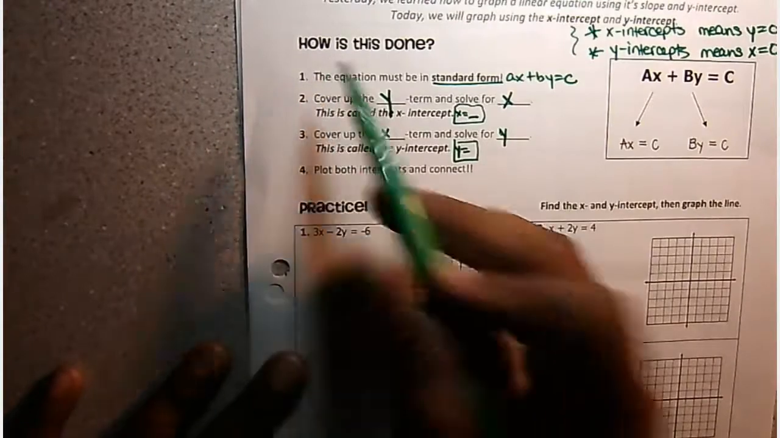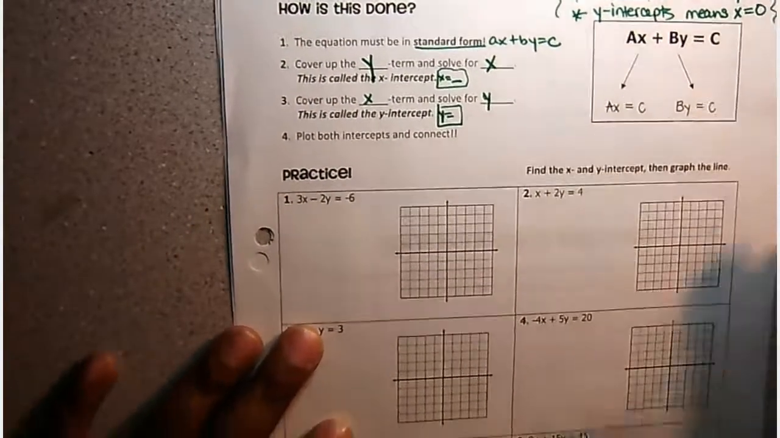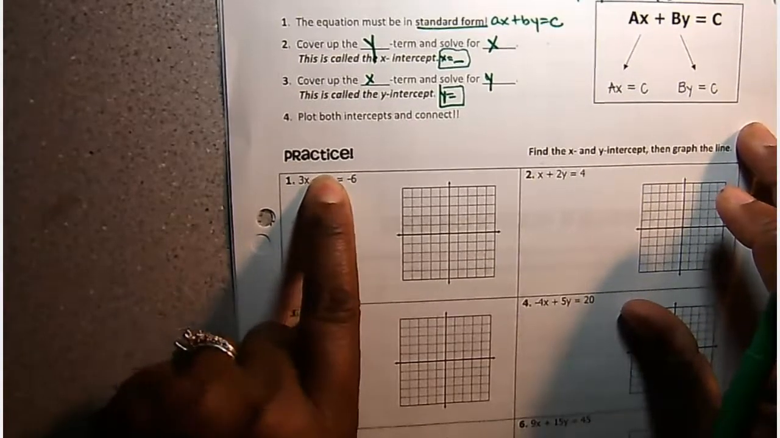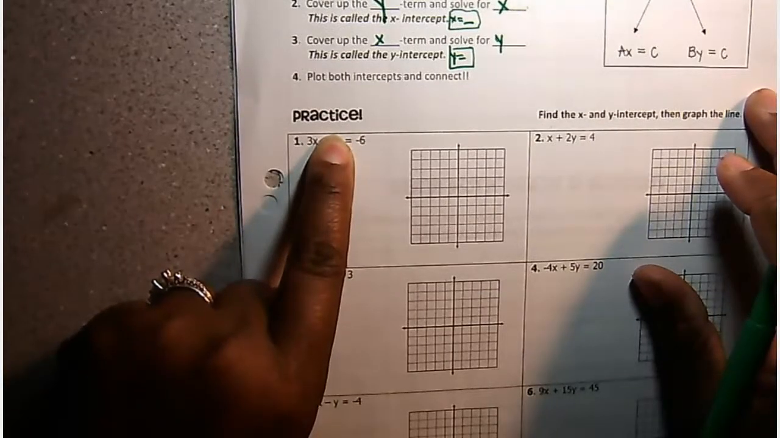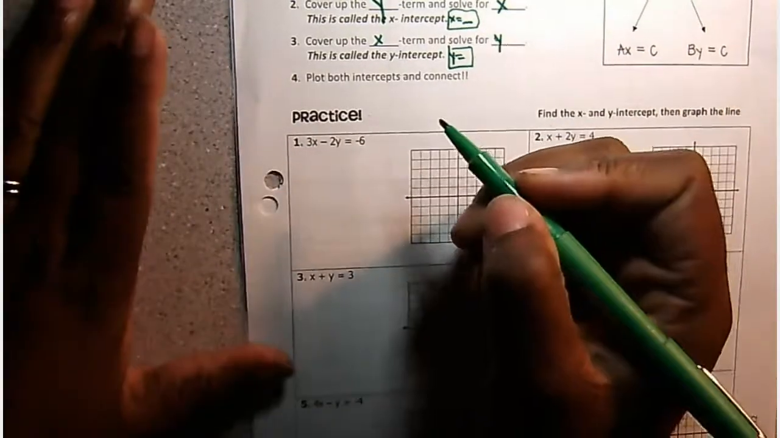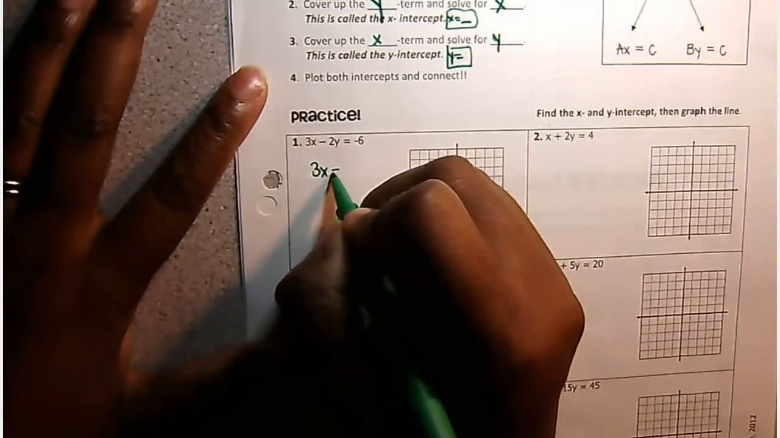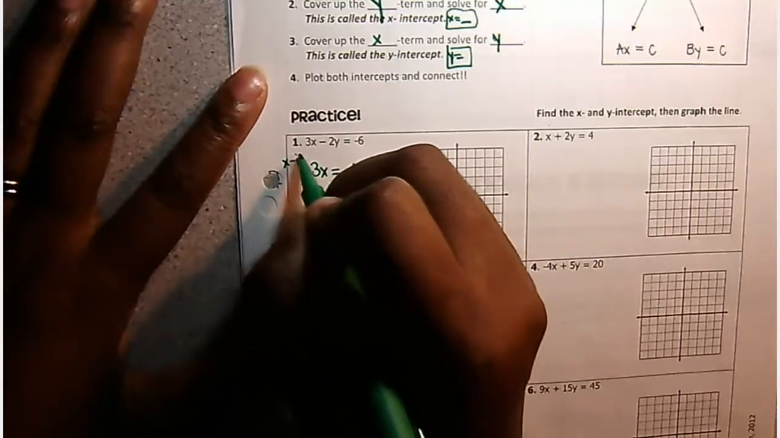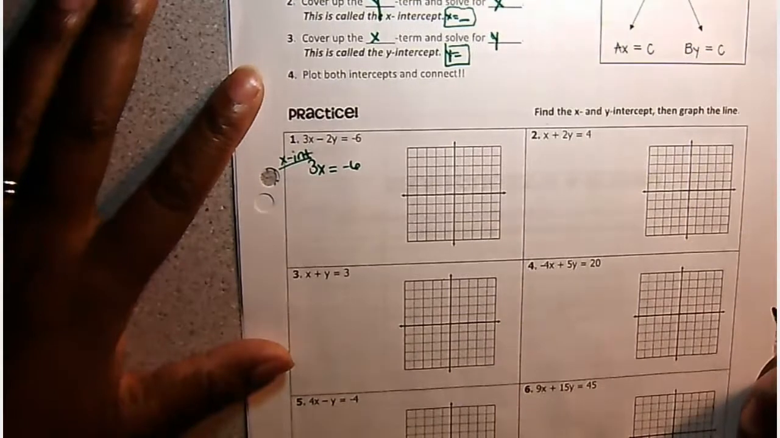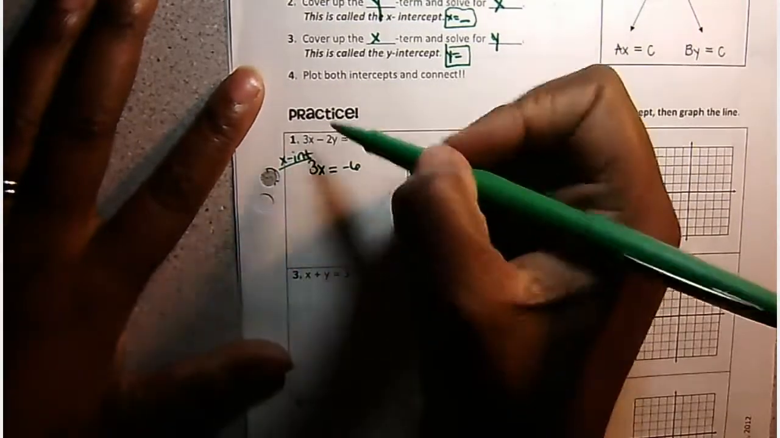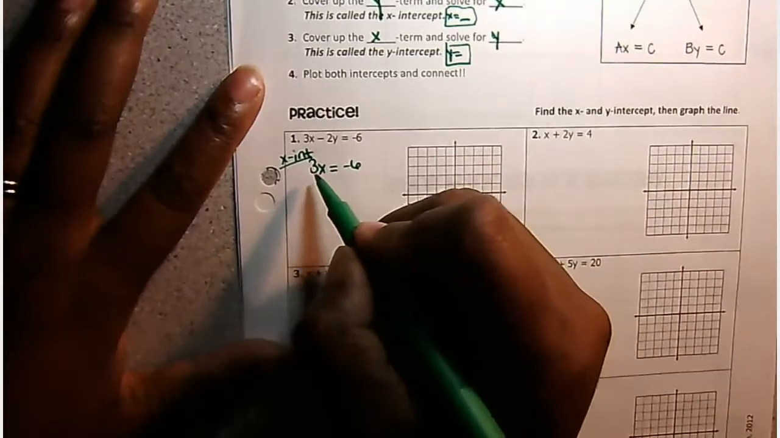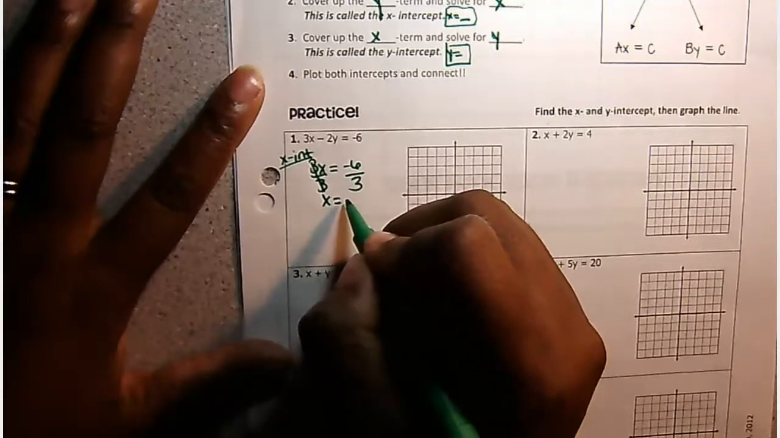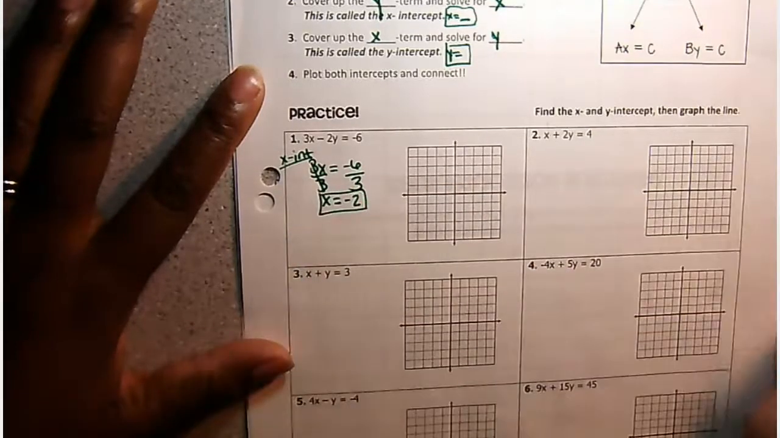So number 1, check. Then number 2 says cover up the y term. So I'm going to put my finger over the y term, and then I am going to solve for x. So I'm going to rewrite this without the y term, essentially. So 3x equals negative 6. And this is trying to find the x-intercept. So I'm going to label it so we won't get confused. I covered up the y, or plug 0 in for the y. Either or, same thing. 3x equals negative 6, divide by 3, which cancels on the left side, and I get x equals negative 2.